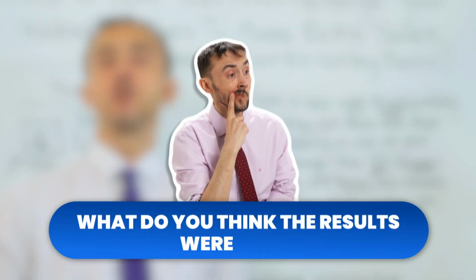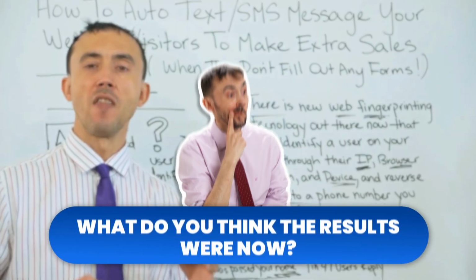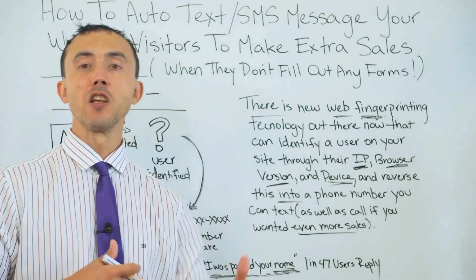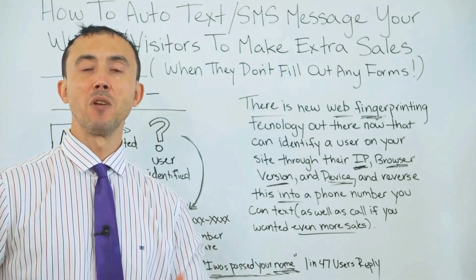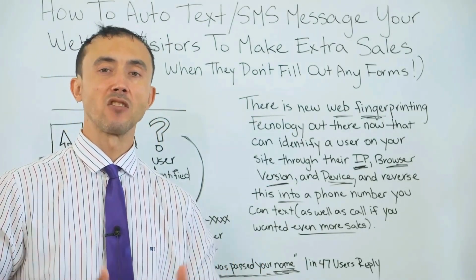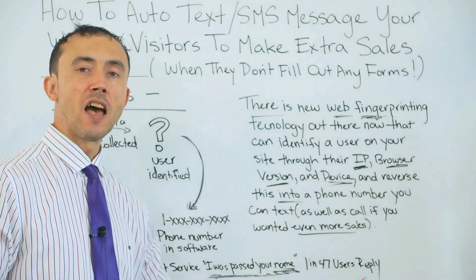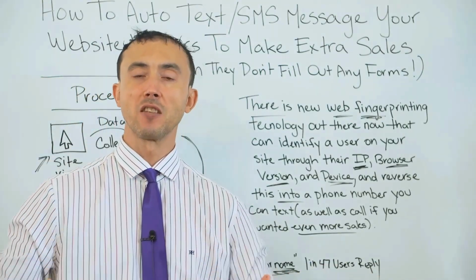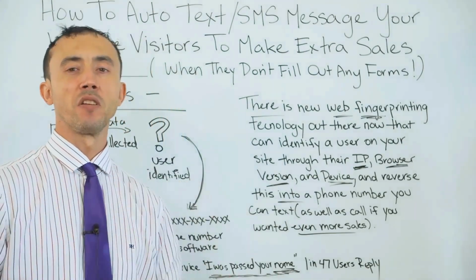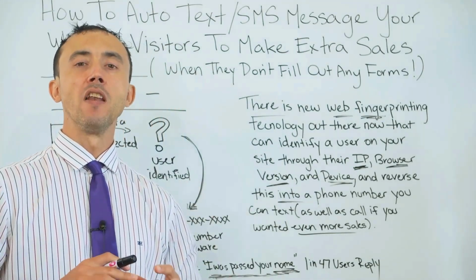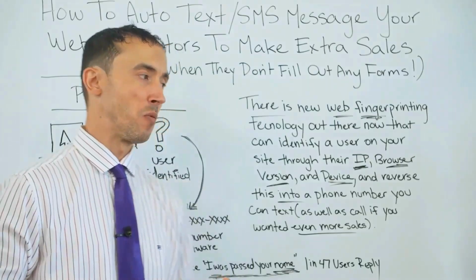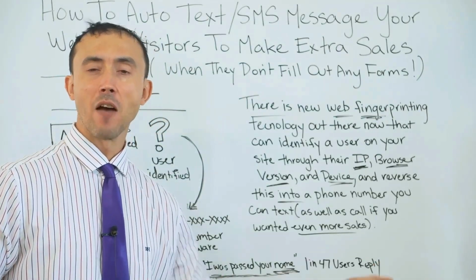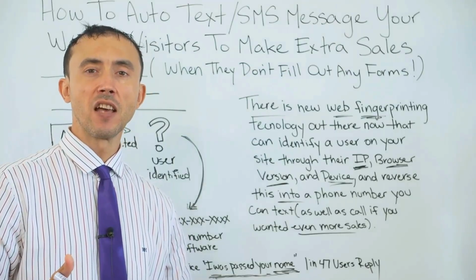With that said, what do you think the results were now on that text message that was sent out to not everybody who hits the site, but the 30% of users who hit the site that we can identify who it is so we can actually text them? 1 in 47 approximately users would reply to the text messages itself. So not 1 in 47 site visitors, but 1 in 47 of the text messages, we would get a reply. That may not seem like that many. Every 150 visitors to the site, we got an extra lead.